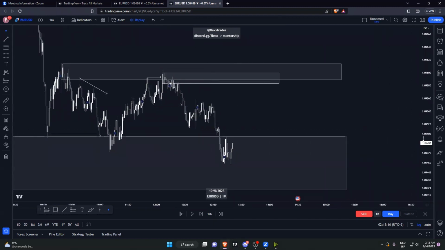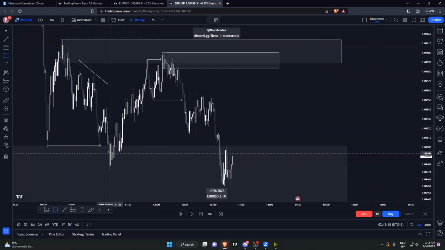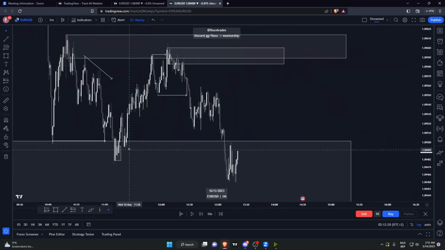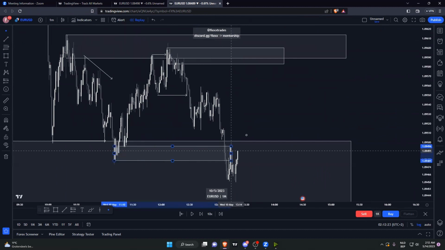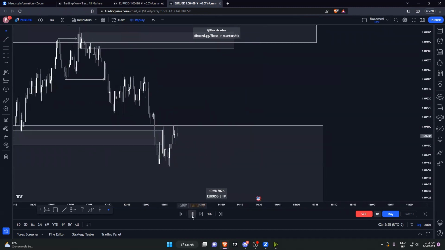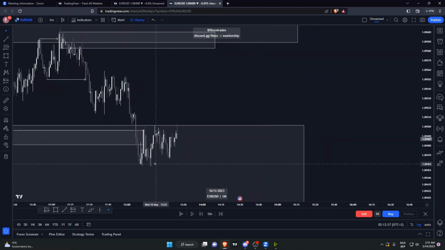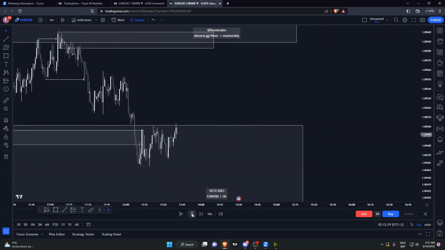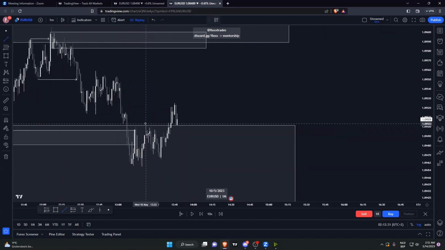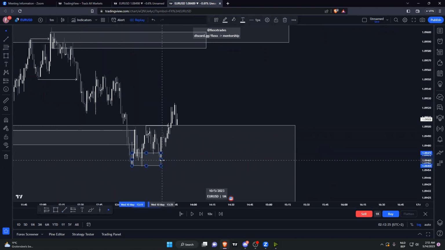Now, what do we see? You know, we had the sweep of this demand zone. This is the demand zone that caused the mitigation. So not really a demand zone. Let's see what price action does. We're still inside our demand zone, right? So we see a break of structure, which is good. Now we want to see price come back here. And then I'm taking buys.